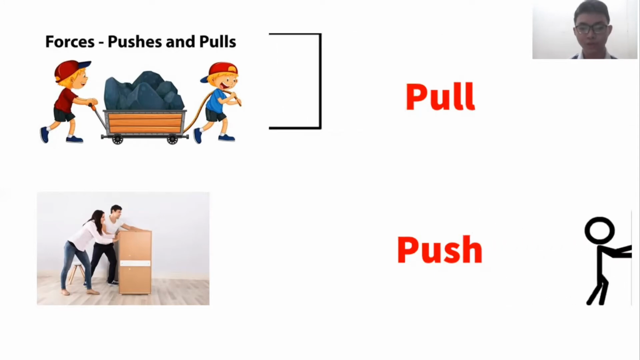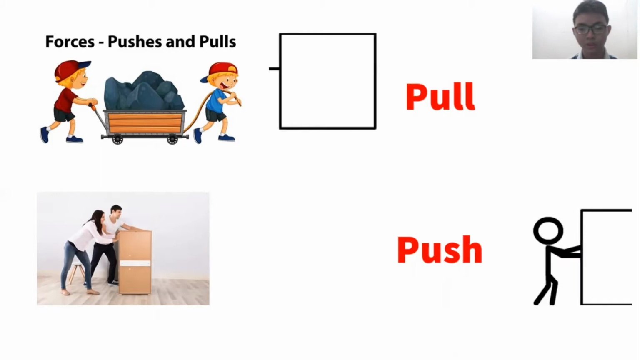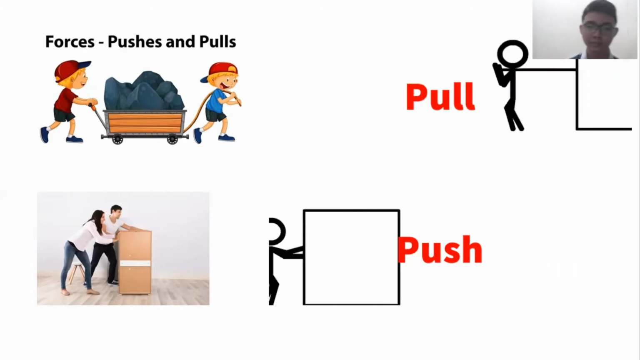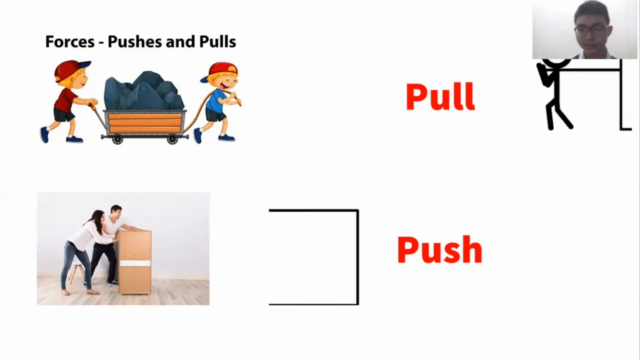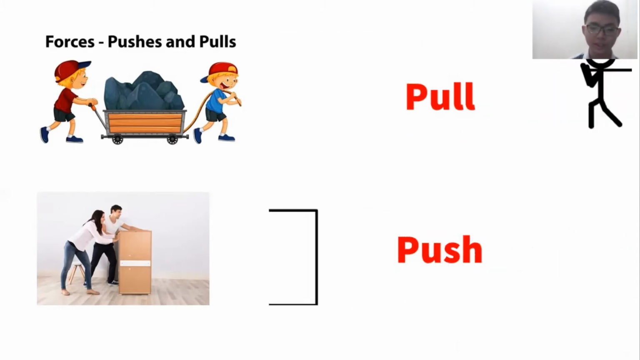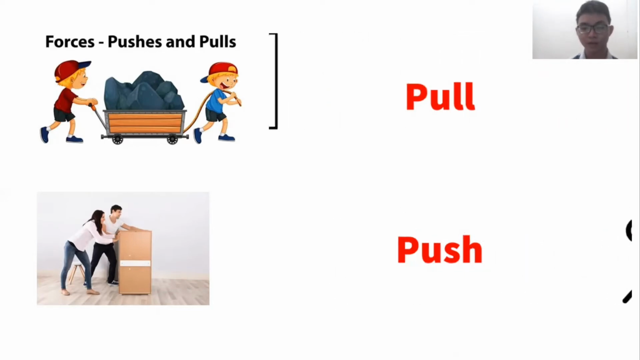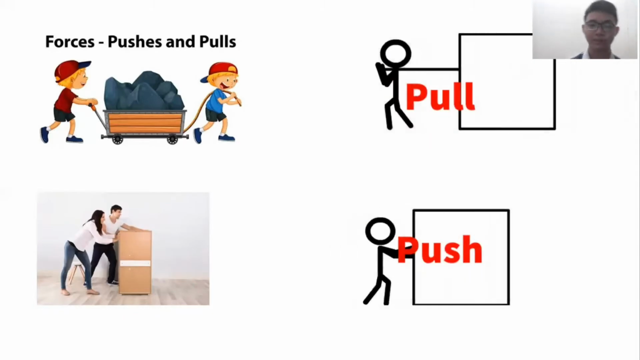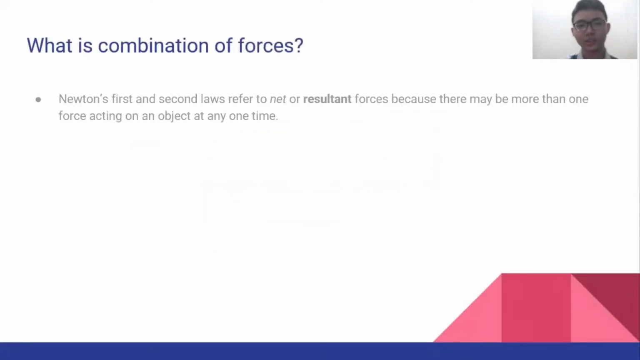causes it to move. However, what if when we push or pull an object, it doesn't move, or as I said before, there's something that makes it faster or slower? Then most likely there is another force that acts upon the object. This is where the topic of combination of forces is applied. So what is really combination of forces?